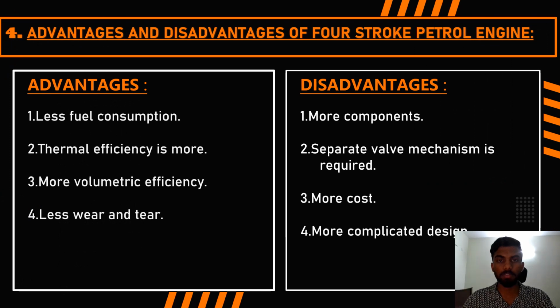So these are some advantages and disadvantages of 4-stroke petrol engines. The advantages of 4-stroke petrol engines are less fuel consumption, more thermal efficiency, more volumetric efficiency, and less wear and tear. Disadvantages of 4-stroke petrol engines are they have more components, a separate valve mechanism is required, they are more costly, and have more complicated designs.